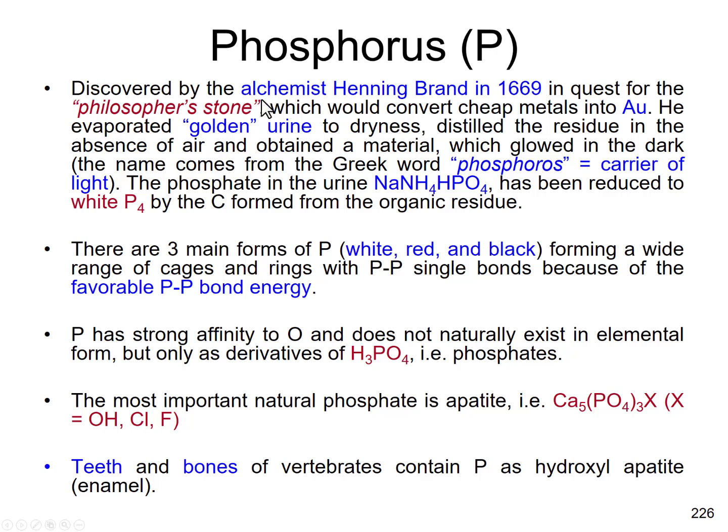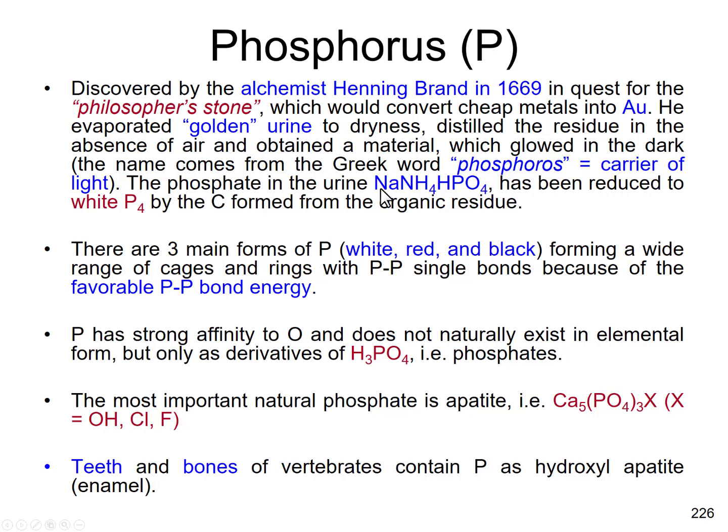Phosphorus was discovered by the alchemist Henning Brandt in 1669 in quest for the philosopher's stone, which would convert cheap metals into gold. Interestingly, he collected urine and evaporated the golden urine to dryness, and subsequently he distilled the residue in the absence of air and obtained a material which glowed in the dark. The name comes from the Greek word phosphorus, which means carrier of light.